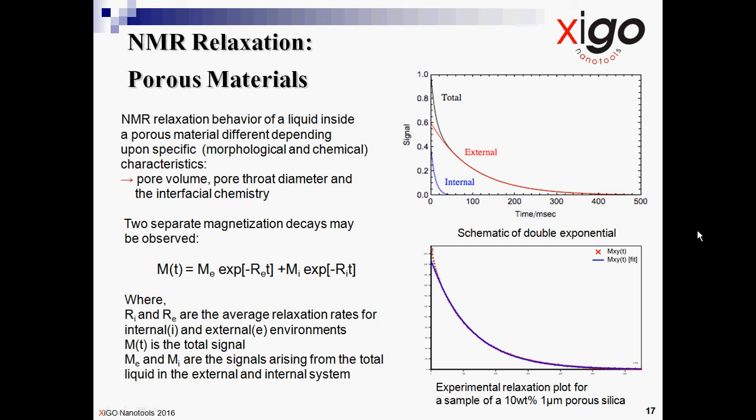The example shown is a 10 weight% aqueous suspension of a 1 micron porous silica. Note the poor fit, the blue curve, at high magnetization with the experimental data, red dots. This deviation is typical of materials that possess porosity. In such situations, a double exponential fit can be used, as illustrated in the next slide.